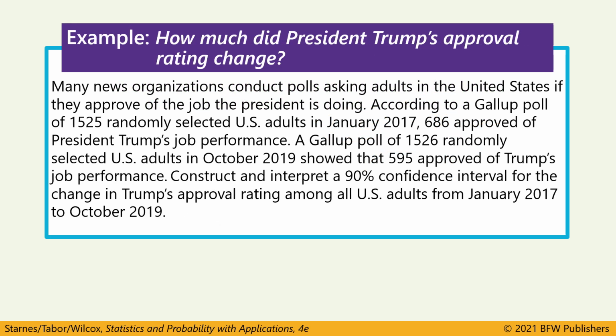In this second example, we have some approval polls for President Trump. According to a Gallup poll of 1,525 randomly selected U.S. adults in January 2017, 686 approved of President Trump's job performance. They took a different sample of 1,526 in October of 2019 and found that 595 approved. We're going to construct and interpret a 90% confidence interval for the change in Trump's approval rating among all U.S. adults from January 2017 to October 2019.